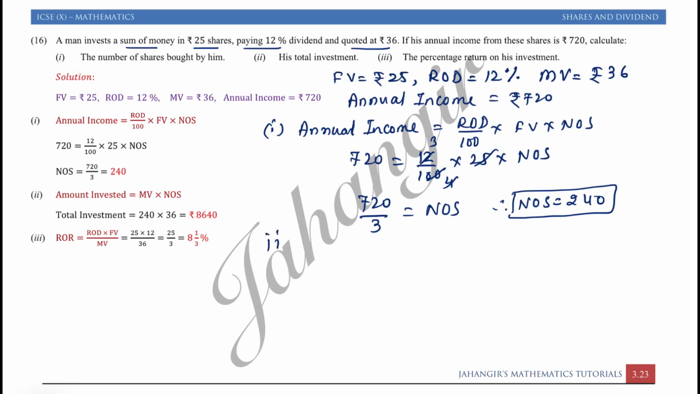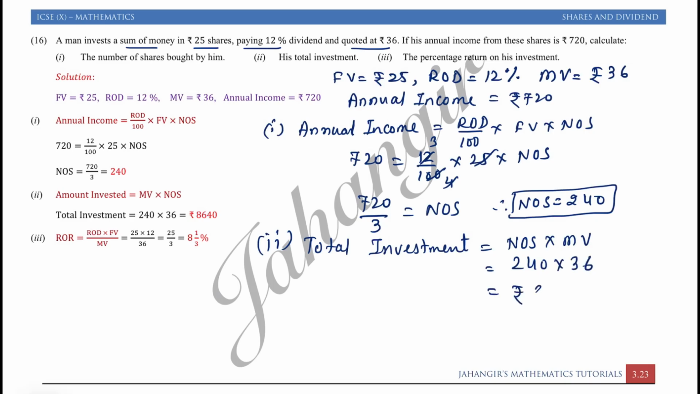For the second part, we want the total investment. So total investment is equal to number of shares into market value. So number of shares is 240, its market value is 36. Multiply, you will get total investment 8640.